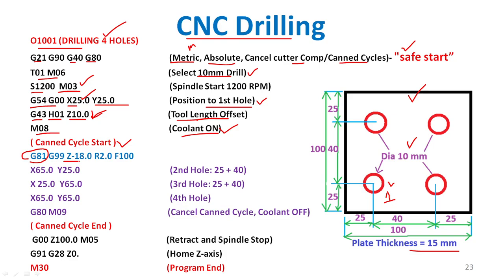Z is minus 18. The total thickness of the plate is 15 mm, so an excess of 3 mm, because we want to remove all the material. So we add the excess 3 mm, making it minus 18. R2, F100 is the feed rate. R is the retract: after completion of the operation, the tool is 2 mm above the workpiece. So a 2 mm retraction.